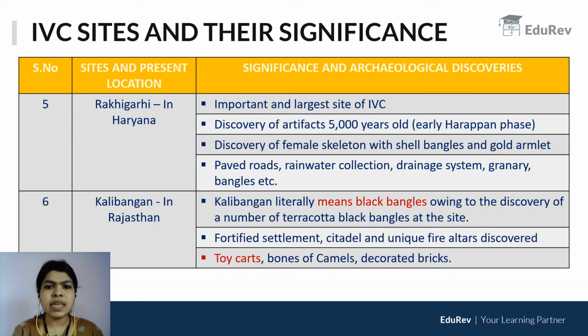And Rakhigarhi, yes, that is the largest site of IVC. And when you talk about Kalibangan, Kalibangan literally means black bangles, owing to the discovery of a number of terracotta black bangles at the site. And you also have toy carts, bones of camels, and fortified settlements, and so on. But another important thing with Kalibangan is the earliest evidence of a plowed field has been found from Kalibangan, so that is important.